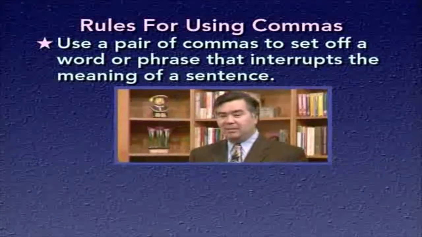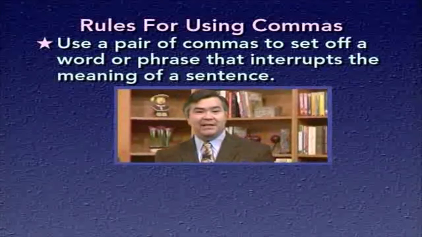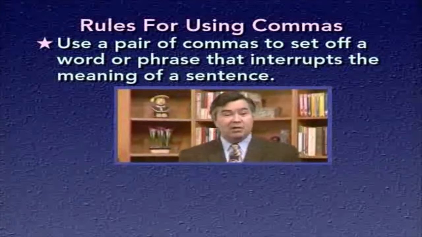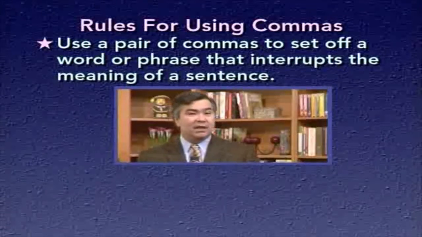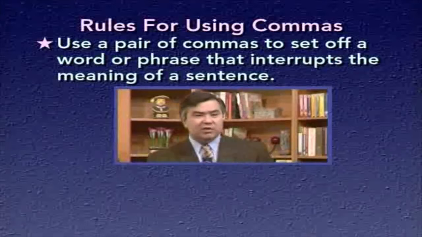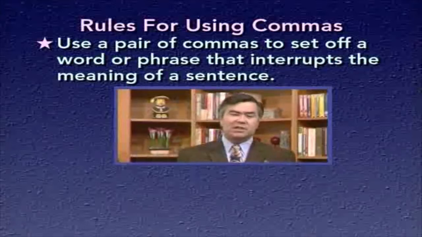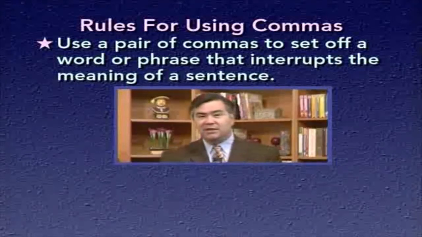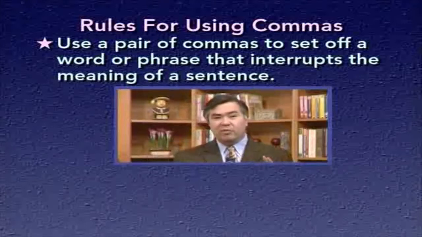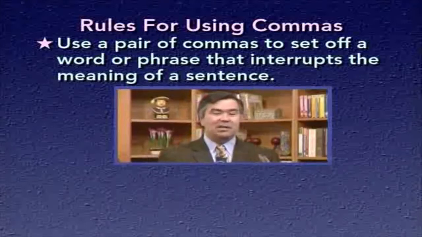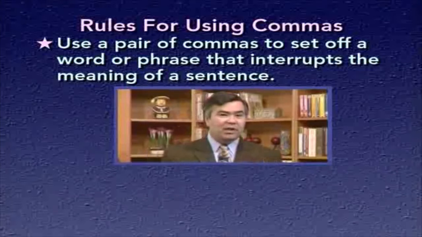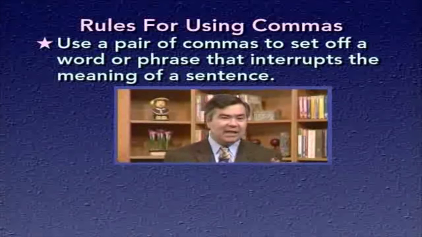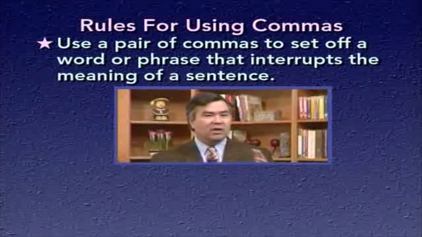Here's another rule about when to use a comma. Use a pair of commas to set off a word or phrase that interrupts the meaning of a sentence. Sometimes you'll write a sentence which has a main train of thought, but there's an additional fact or idea that you want to insert somewhere into the sentence because it's interesting and important, but not necessarily essential to the meaning of the sentence. We consider this group of words an interrupter, something that breaks into the main flow of the sentence. When you put a group of words like this into a sentence, set it off with a pair of commas, one on either side.